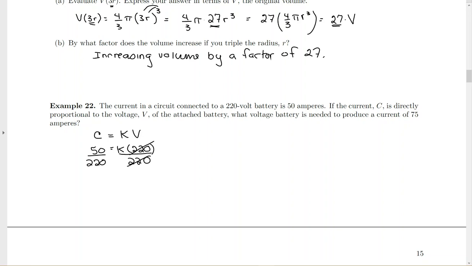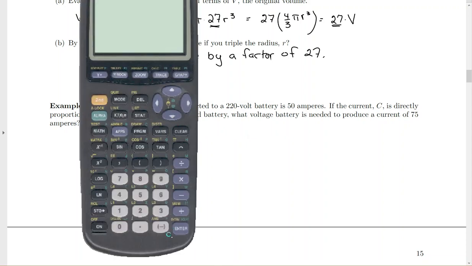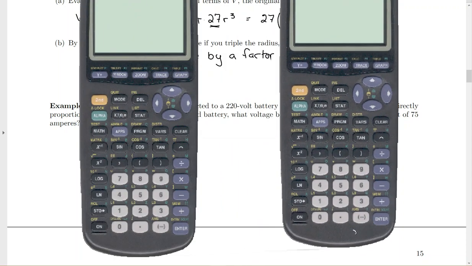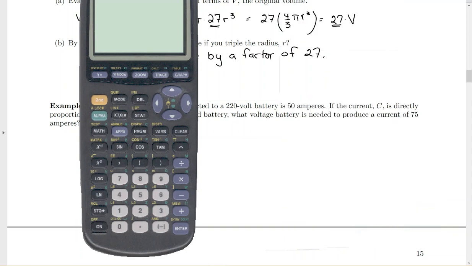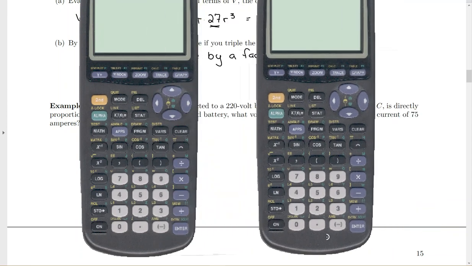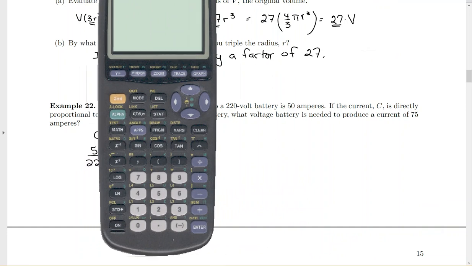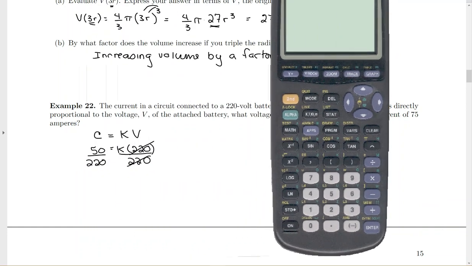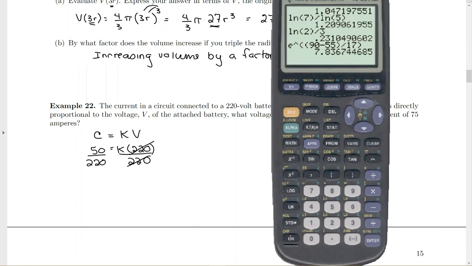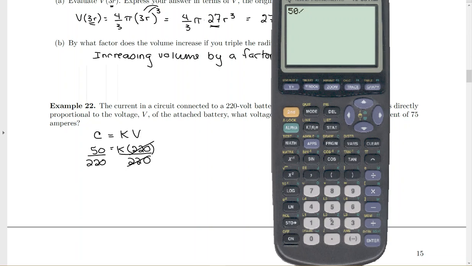All right, so now here's the thing. If I pull up my calculator, I'm probably going to pull up about 3 of them because I hit it 3 times. Yep, there we go. Let's get rid of those. Okay, just that. All right, so if I take 50 and divide by 220.